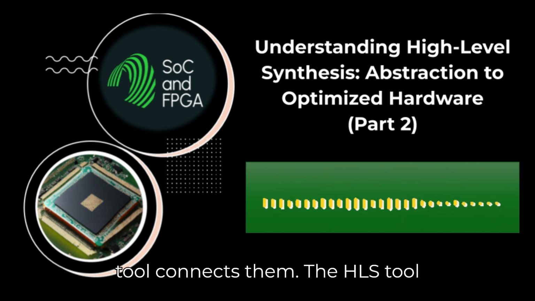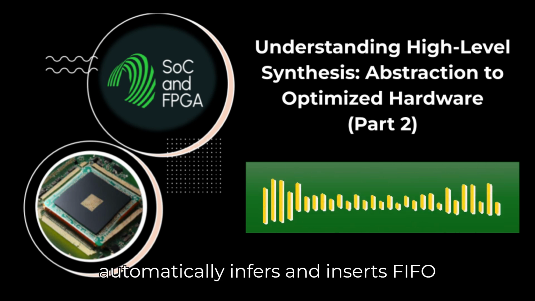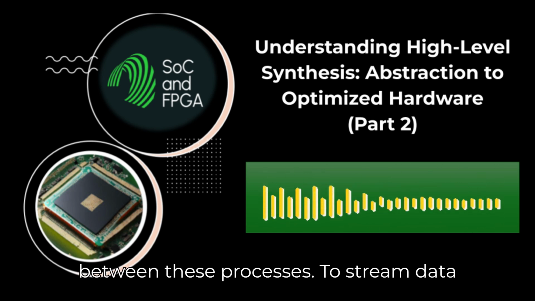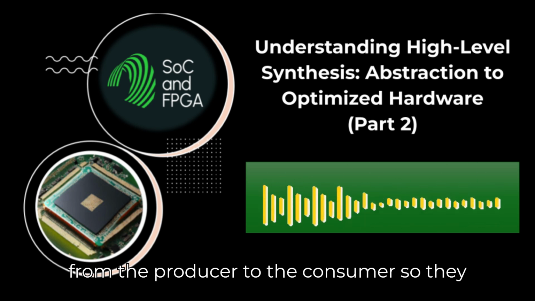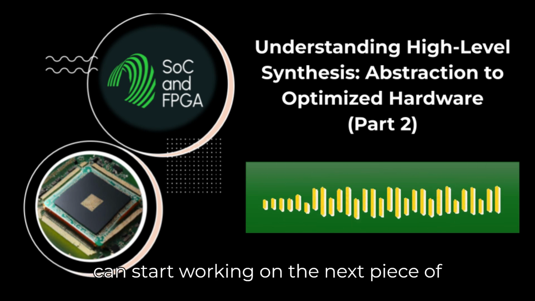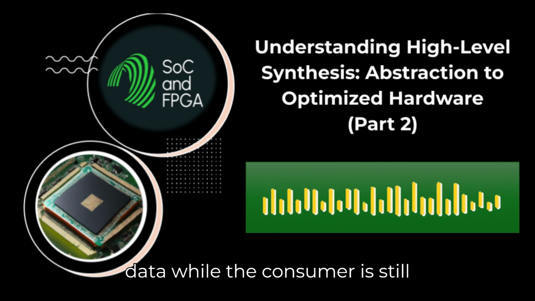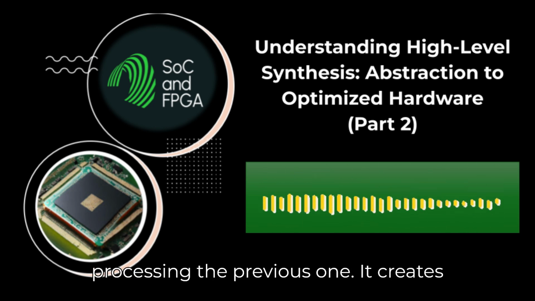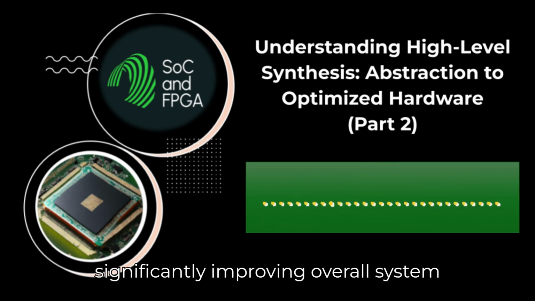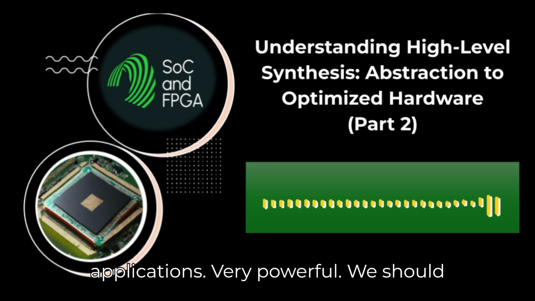The HLS tool automatically infers and inserts FIFO channels, first in, first out queues between these processes to stream data from the producer to the consumer. So they can run concurrently. Yes. The producer can start working on the next piece of data while the consumer is still processing the previous one. It creates this coarse-grained pipeline, significantly improving overall system throughput, especially for streaming applications.